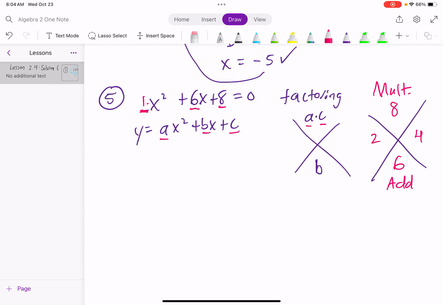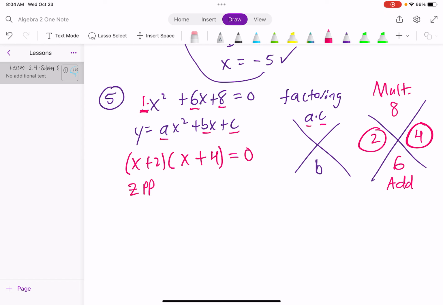Because 2 times 4 is 8, and 2 plus 4 is 6. So we have x plus 2 and x plus 4 equals 0. That's how you make these into factors, right? So now it is factored. But we need to solve for x.